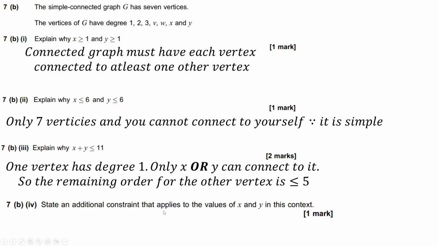And then, state an additional constraint that applies to the values of x and y in this context. This one I actually didn't get because I didn't think about the most obvious answer, and that is just that they both must be integers. Obviously, that didn't come to mind. I thought it was something more quantitative, given all these other options, but apparently not. So the answer is just that they both must be integers.